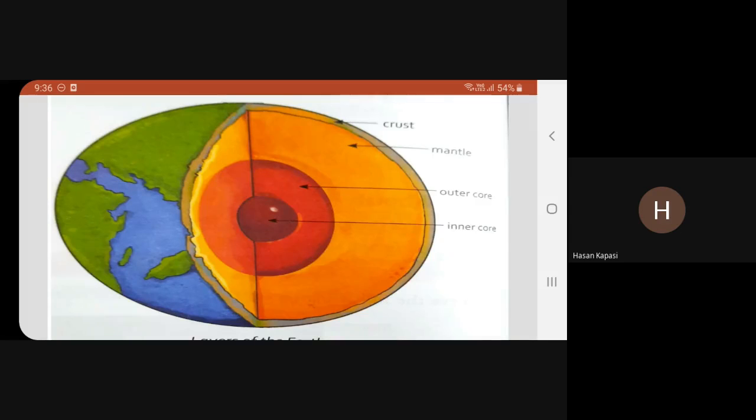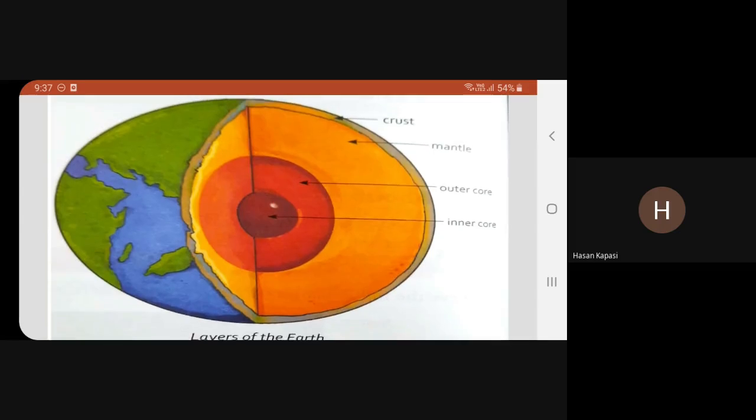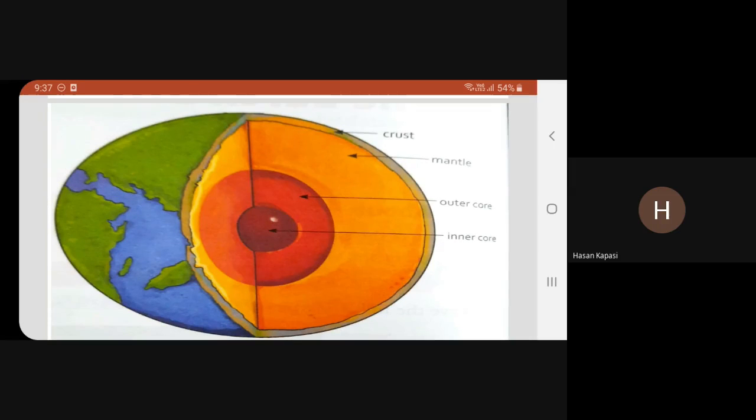Now if we talk about the mantle, just like the core, the mantle is also divided into two parts, outer mantle and inner mantle. Just below the crust, exactly below the crust, the mantle is present. The outer mantle is made up of solid rocks, but the inner mantle is made up of molten rock. What does molten rock mean? You remember in the sixth chapter we learned about rocks in liquid form.